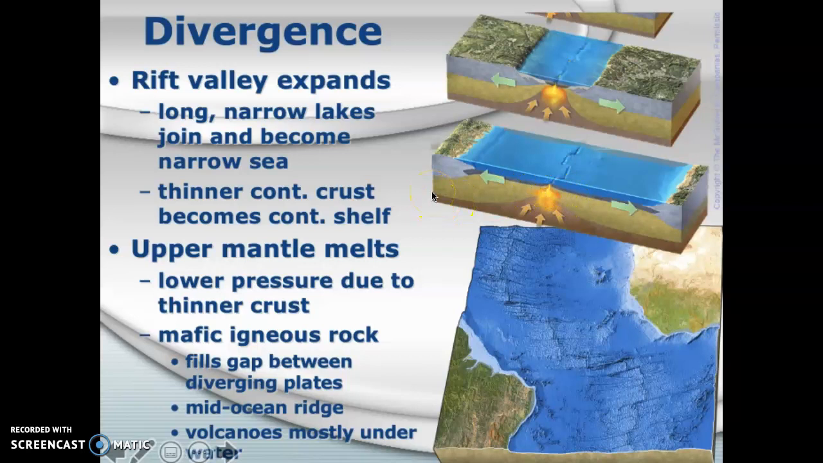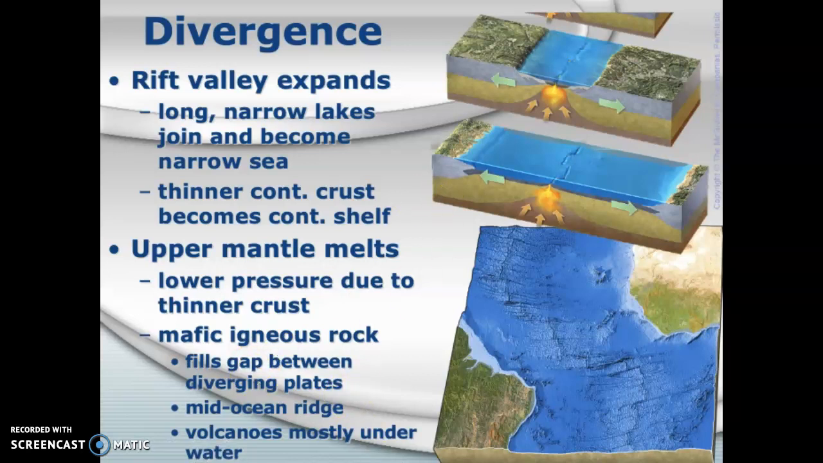If you remember back to last week when we talked about the different types of crust, we said oceanic crust is mafic, it's thin, it's only a few miles thick, and now we can see why, because it's forming where two plates pull apart.